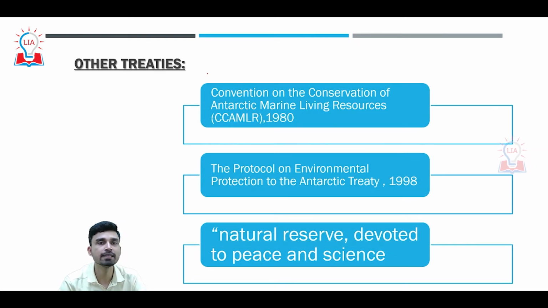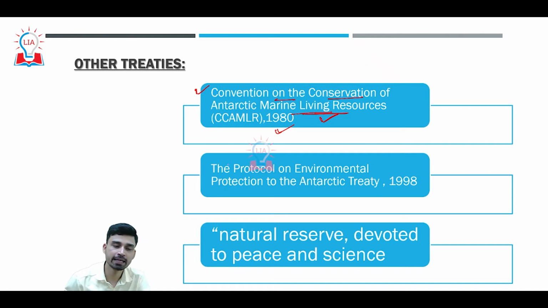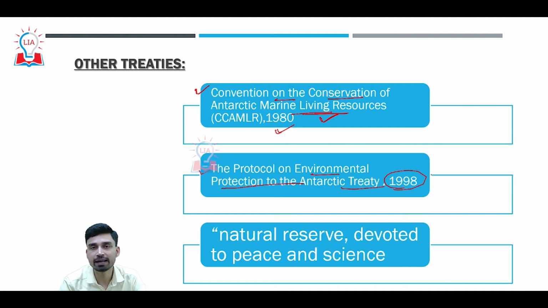However, the Antarctica Treaty is not the only treaty that governs the Antarctic region. We have two other important treaties. The first is called the Convention on the Conservation of Antarctic Marine Living Resources, signed in the year 1980, and this treaty, as is clear from the name itself, basically focuses on preserving, conserving and protecting the marine life around and in the Antarctic region. The second significant treaty is the Protocol on Environmental Protection to the Antarctic Treaty, signed in 1998, and this treaty basically aims to declare Antarctica a natural reserve devoted to peace and science work.